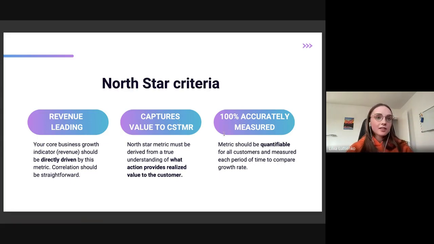And third, this North Star you should be able to measure 100% accurately. Coming back to our analytical system, it should not be measured in external data services. They are good, but from my experience, they are not about accuracy. This metric should be quantifiable for all your customers, and you should be able to measure it every period of time you want to report it.